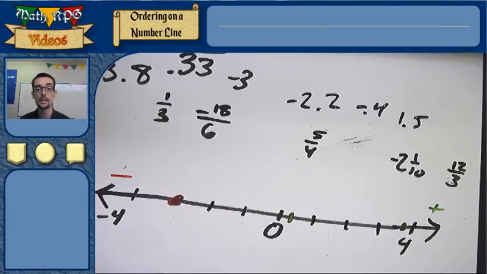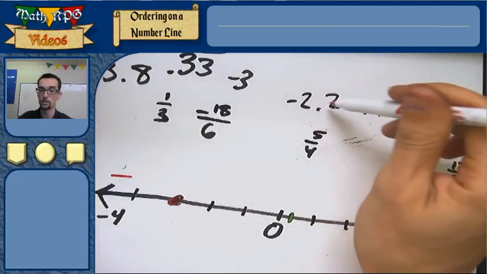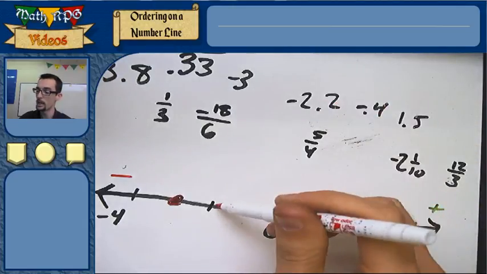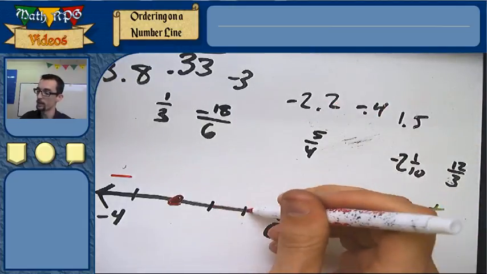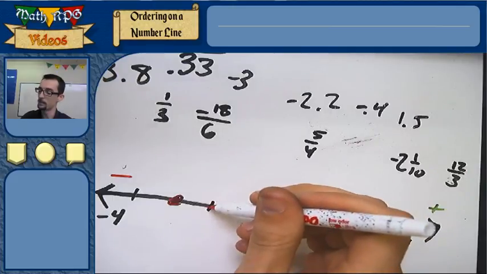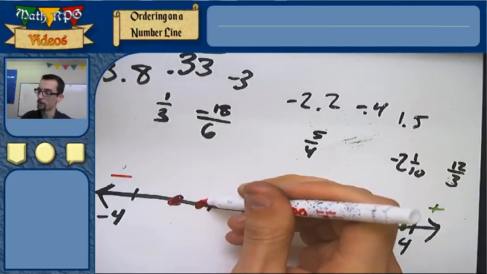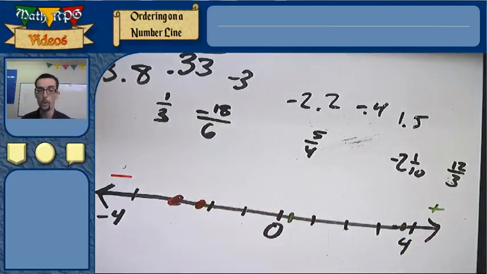All right, next number was -2.2. So again, that's between -2 and -3, right? Because 2.2 is between 3 and 2, right? So between -2 and -3. So this is -1, -2. I messed it up. -2.2. Be right around there, right? -2.2. -2 and 2/10.